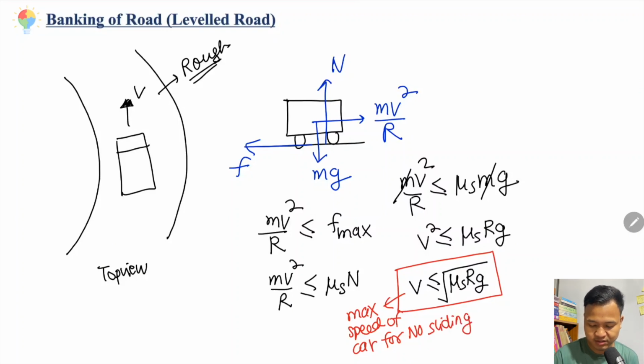If v is more than that, so v increases and v square by r increases, so now it becomes more than the maximum friction, and the car will slide. So remember only this one: for a level road, the maximum speed of the car going in a circular path such that there is no sliding is root over mu s rg.